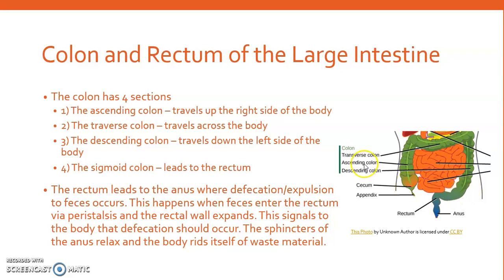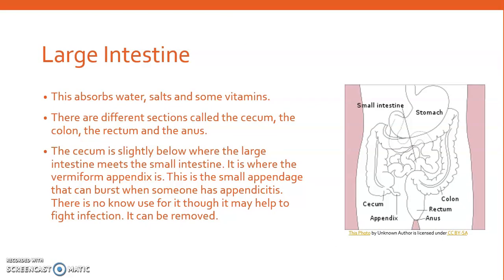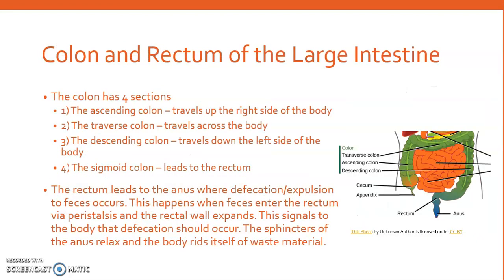It's not written on our diagram, but this section here is the sigmoid colon. So in all of these areas, all that's happening is water absorption. And we talked about, back here, water, salts, and some vitamins. So the biggest thing is you are absorbing all that water back into your body. So most water absorption doesn't happen in the small intestine, it happens in the large intestine.